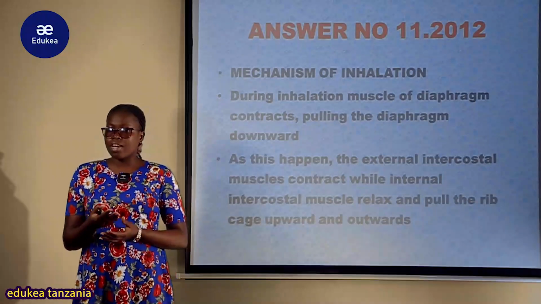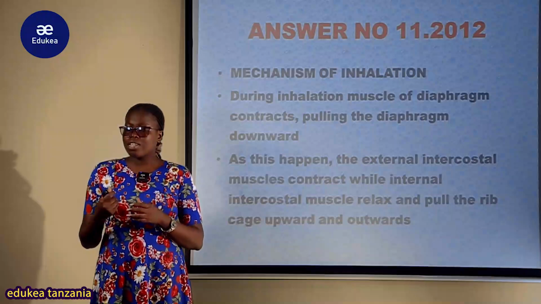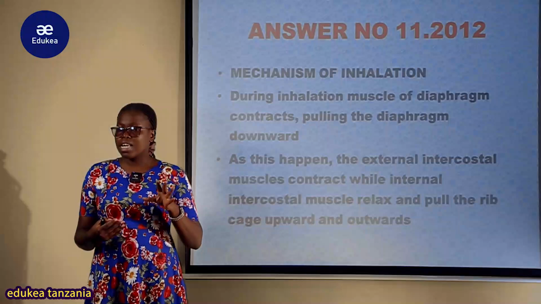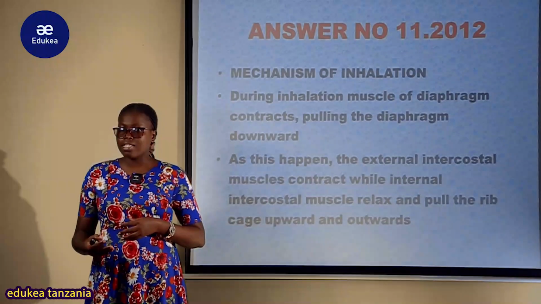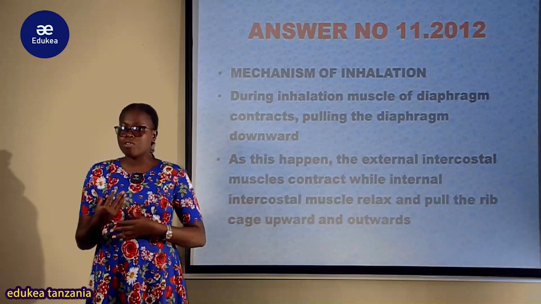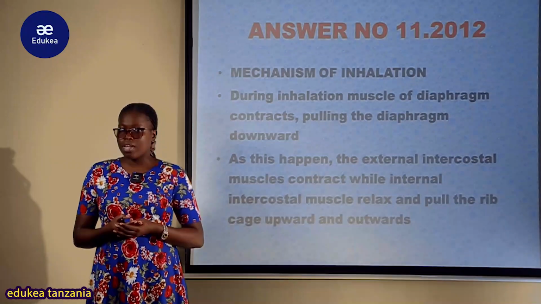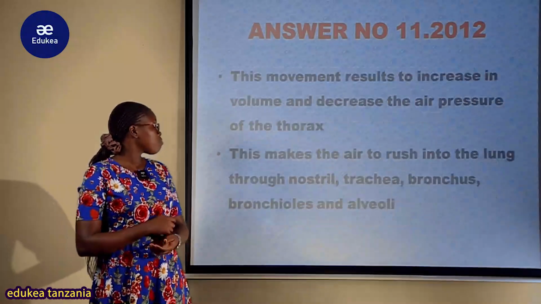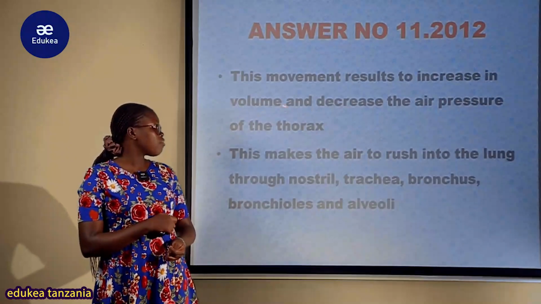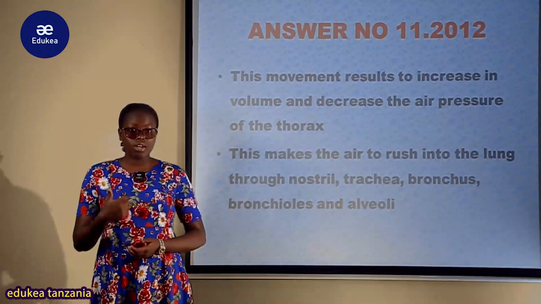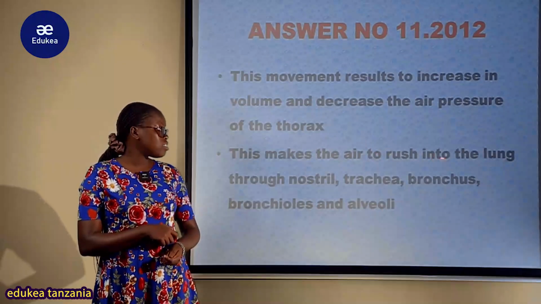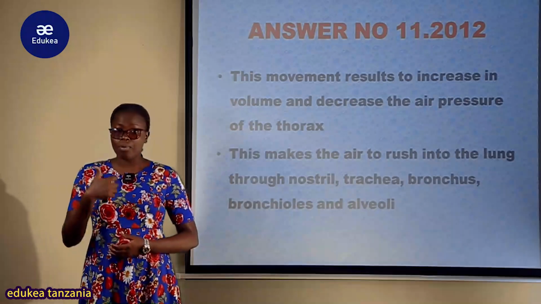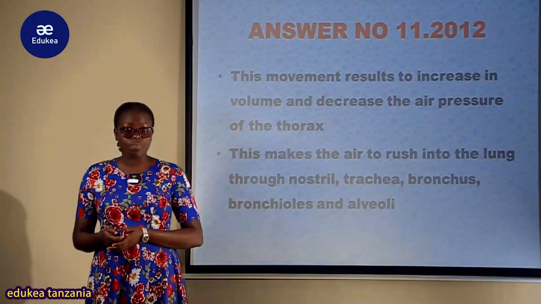This is one of the mechanisms, one of the characteristics of the muscle. Tumesema kwamba muscles tend to work in pairs and work antagonistically to bring about the movement. So once one relaxes, the other one inakuwa ina contract, nyingine na contract, nyingine relax, to bring about the movement of this intercostal muscle, so as to bring about the efficient breathing or the inhalation process. So this movement results in an increase in the volume and a decrease in the air pressure of the thorax, and this makes the air rush into the lung through the nostril, trachea, bronchus, bronchioli na alveoli, na mpaka hapo ile breathing in inakuwa imetake place.